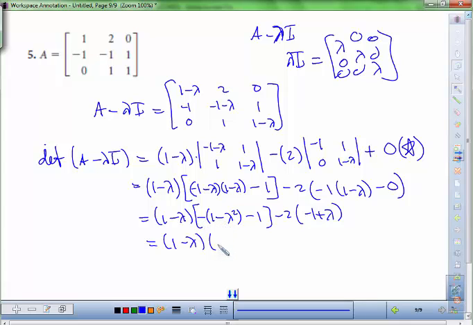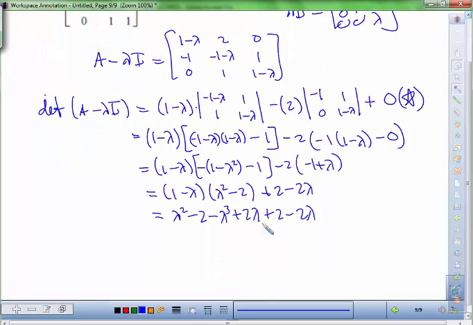I have lambda squared positive now. Minus 1 is minus 2 being added. And then here we have a positive 2 minus 2 lambda. Foil this out. I'm going to get a lambda squared minus 2 minus lambda cubed plus 2 lambda. So looks like things are going to go away. And then all we have left is lambda squared minus lambda cubed, which is going to give us eigenvalues of 0 and 1.